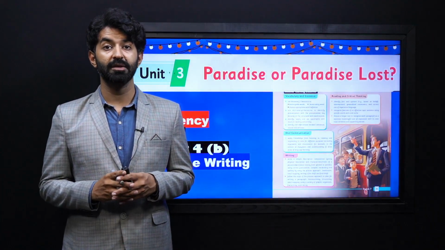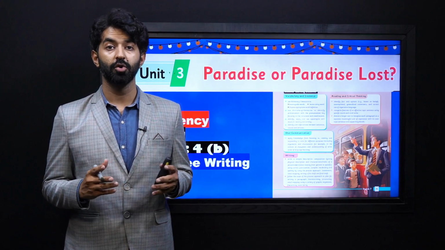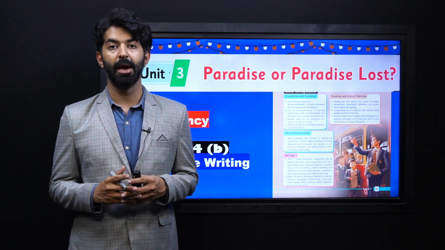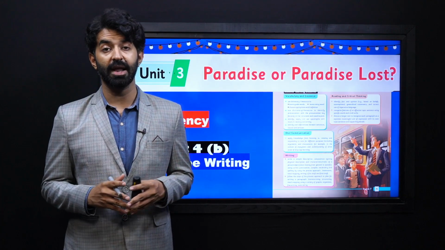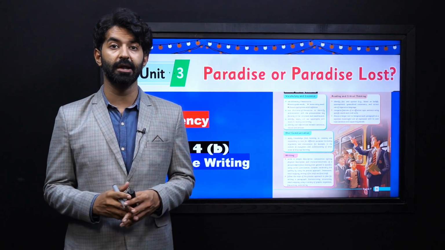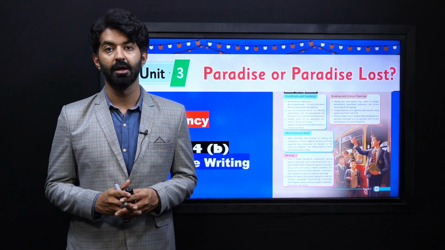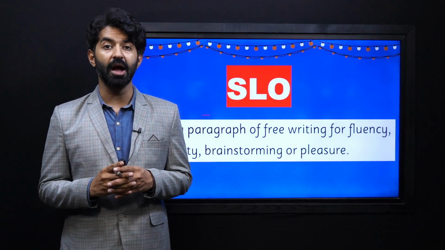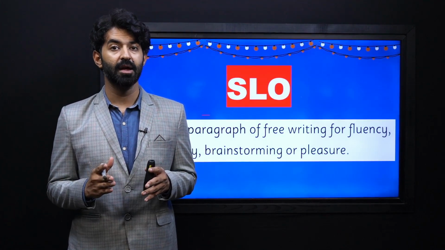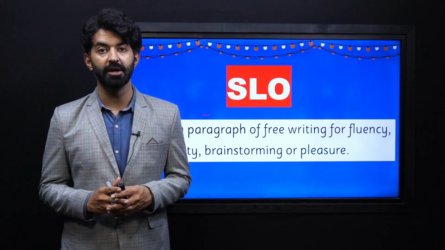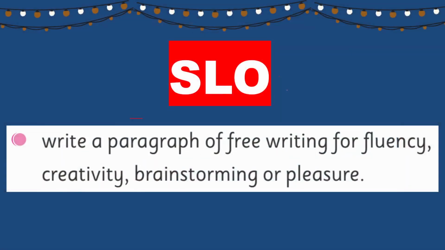So now for grade 7 we are dealing with our form unit number 3, Paradigm. This is our lecture number 4B, and the competency we are dealing with is writing, and our topic is free writing. Now let's look at our students learning outcome and try to understand how we can achieve it successfully. My dear learners, our students learning outcome is: write a paragraph of free writing for fluency, creativity, brainstorming or pleasure.